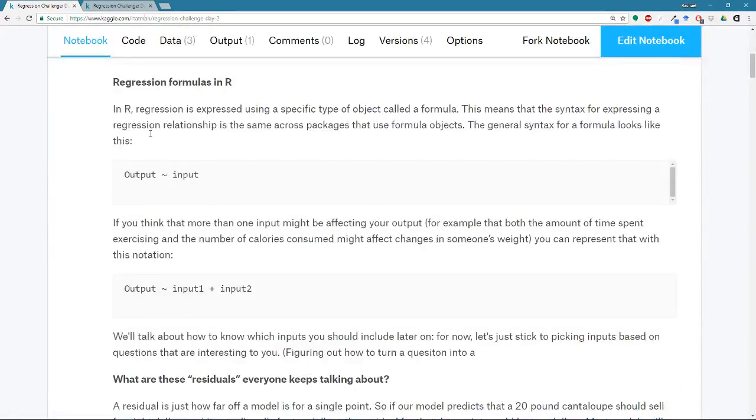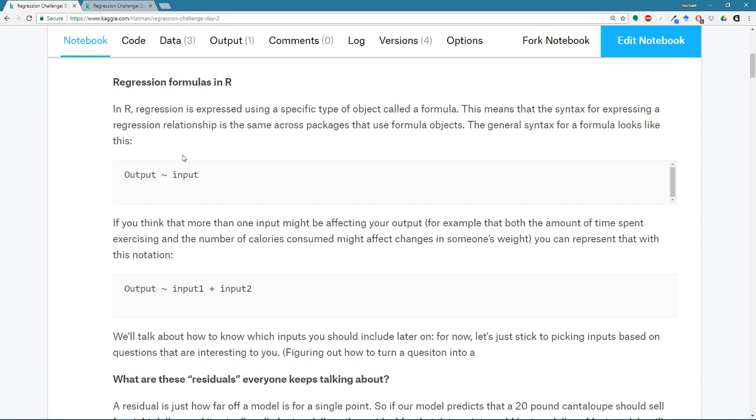And two things. So the first is that we're going to actually be writing our own functions today. We're not going to be writing our own functions. Sorry, that was absolutely a lie. We're going to be fitting our own models today. So we need to be familiar with R's formula notation.